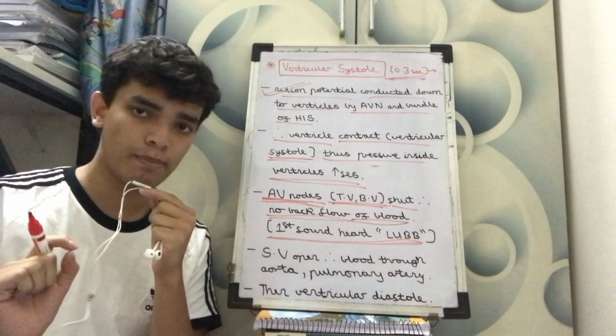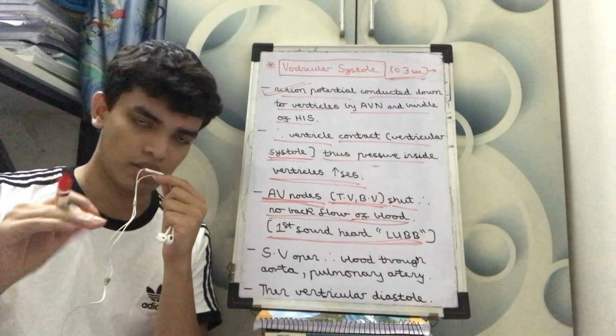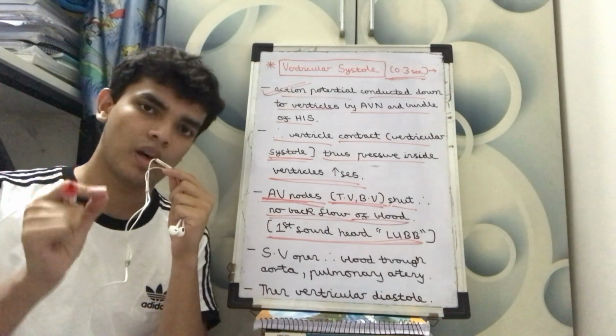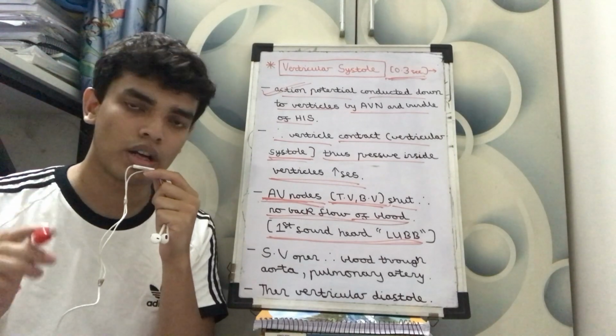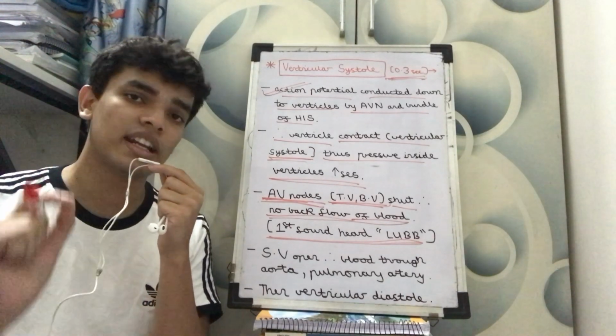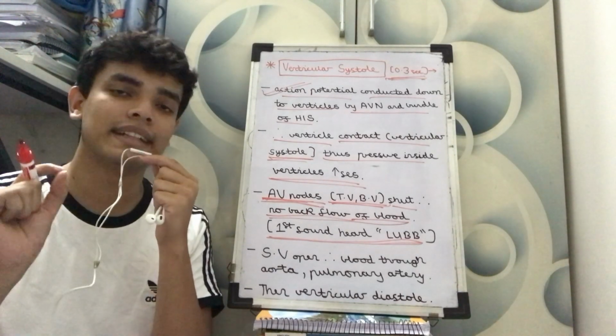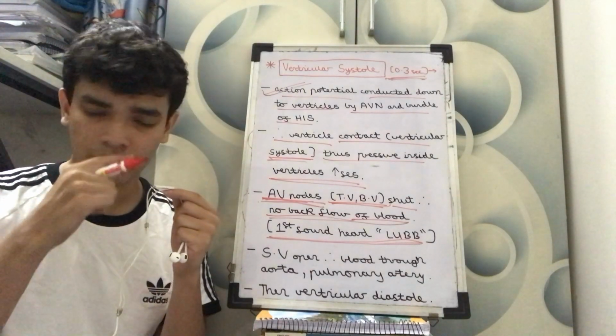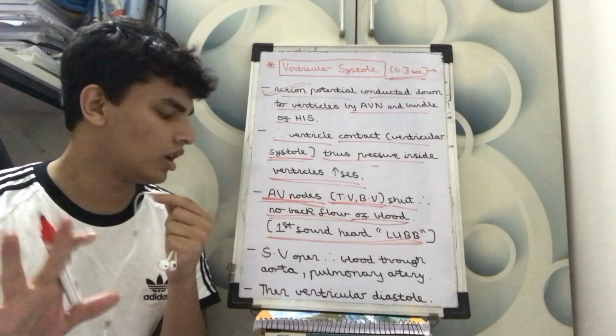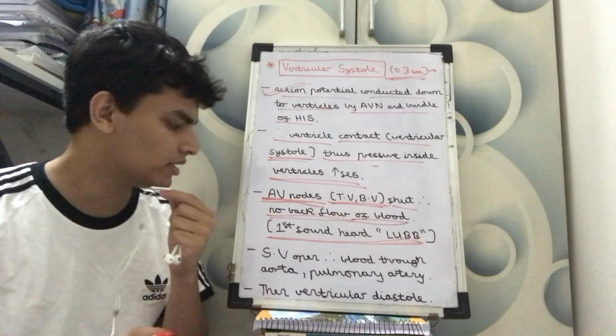Again, a very, very important point. When is the first heartbeat sound, lub dub lub dub, heard? The first sound is heard when the atrioventricular valves, that is the tricuspid and the bicuspid valves, shut. At that time we hear the first sound, lub.